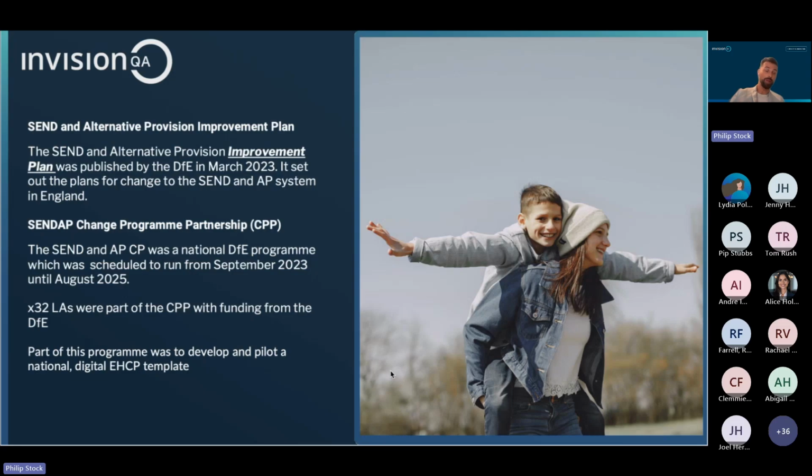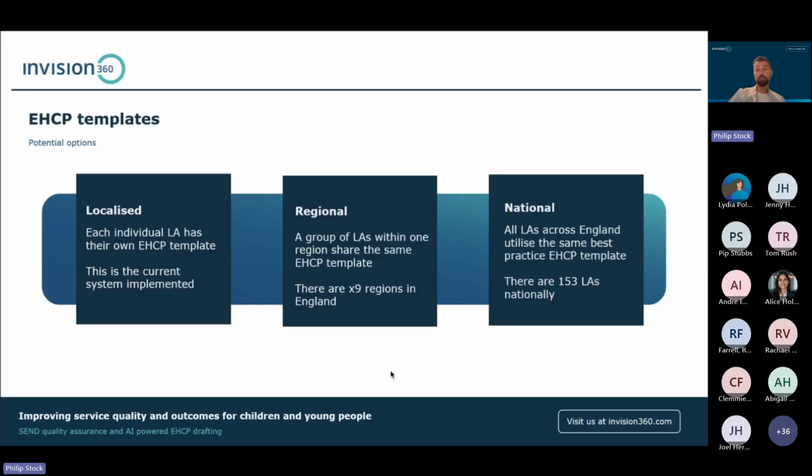Change Partner Programme feedback has come back to the DfE following the adoption of that pilot template, and a number of those LAs continue to use that pilot EHCP template. They continue to use it as part of their everyday practice because of some of the benefits it brought. The three areas that have been discussed.